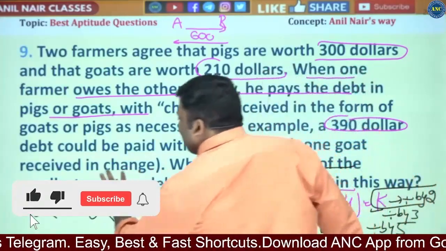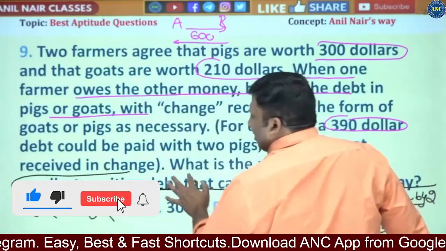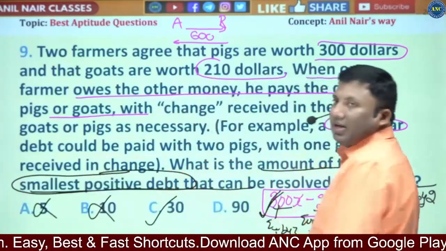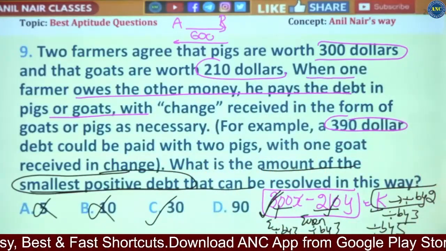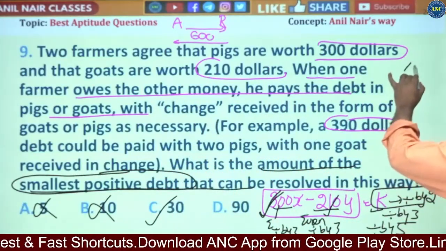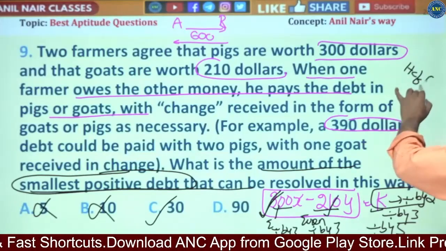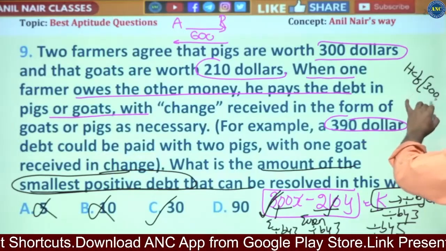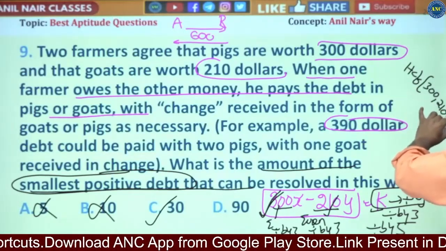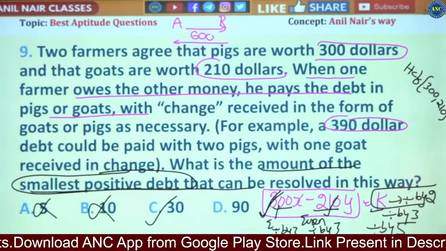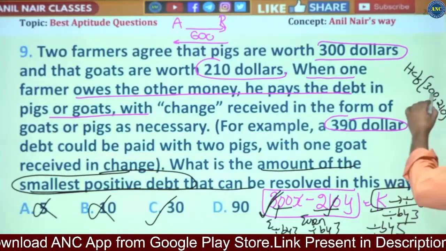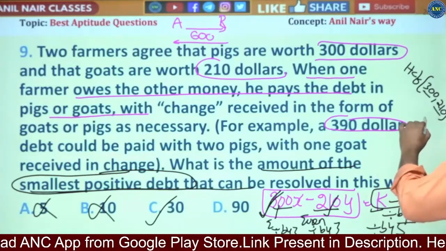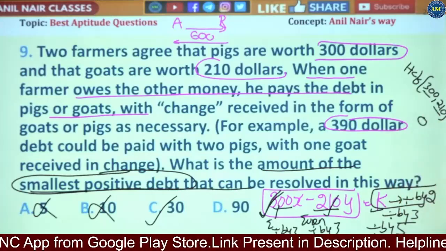The question is the smallest positive debt. The answer is 30. In simple language, it is the HCF of 300 comma 210. This is divisible by 10, so the answer will be divisible by 10.